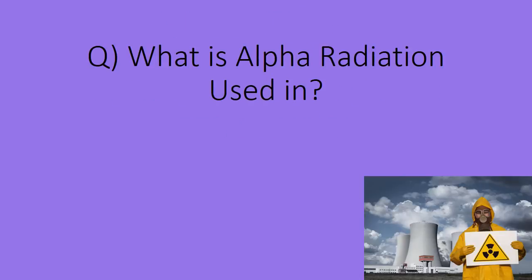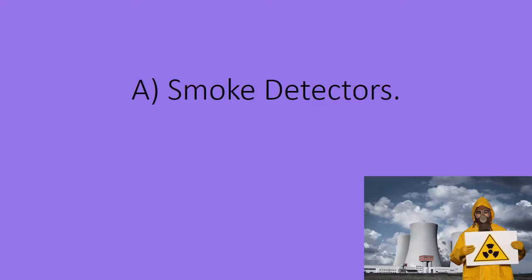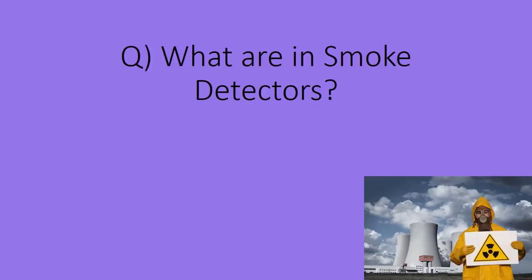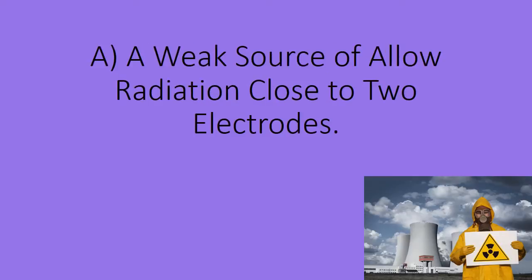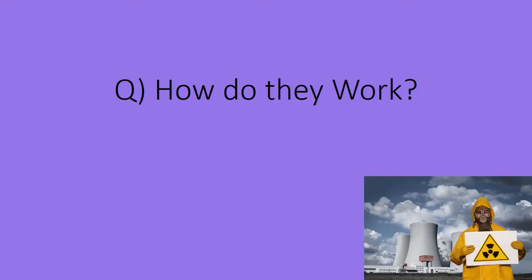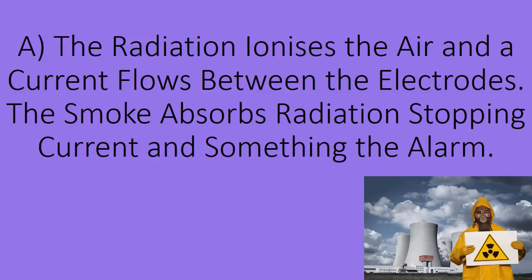What is alpha radiation used in? Smoke detectors. What are in smoke detectors? A weak source of alpha radiation close to two electrodes. How do they work? The radiation ionizes the air and a current flows between the electrodes. The smoke absorbs radiation, stopping current and sounding the alarm.